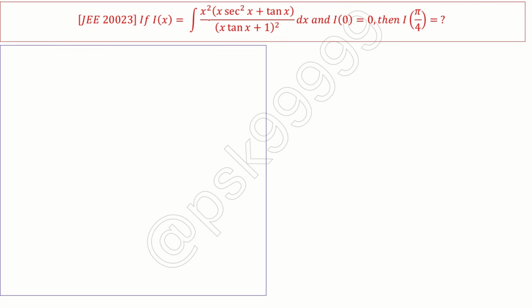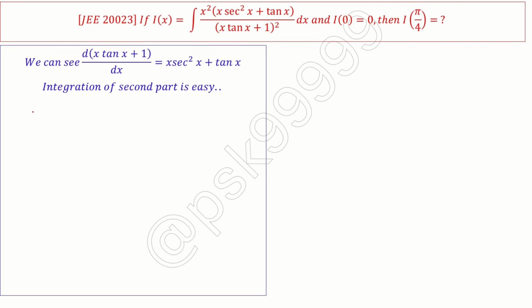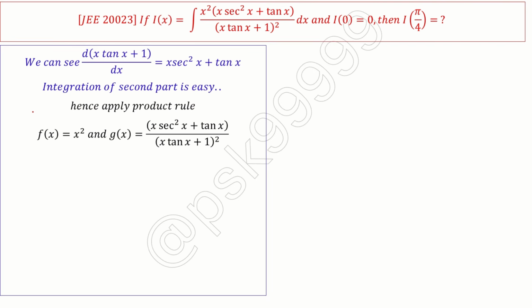There is only an extra term x² here, right? So you apply the integration product rule, take x² as f(x) and the rest of it as g(x). That's how you should solve it. So, applying the integration product rule, f(x) is x², g(x) equals (x sec²x + tan x) divided by (x tan x + 1)².